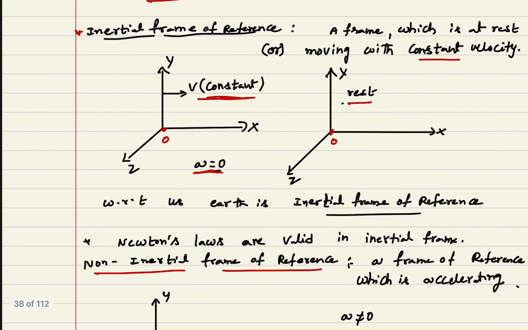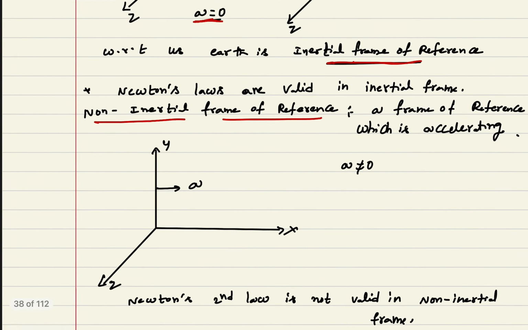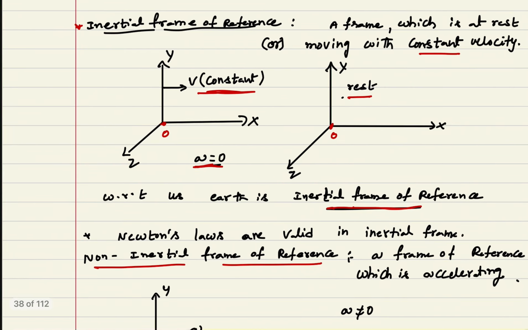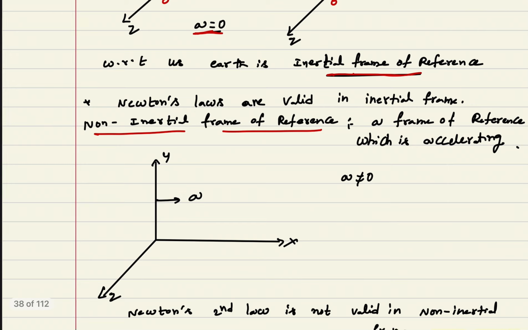Now according to us, earth is at rest. With respect to other planets, earth is moving, but according to us, earth is at rest. We can say that earth is an inertial frame of reference with respect to us. Newton's laws are valid in this frame of reference, and we can apply them happily.